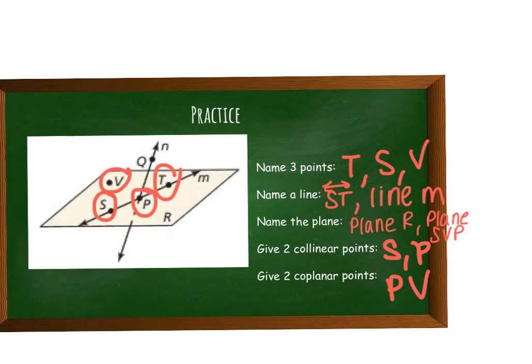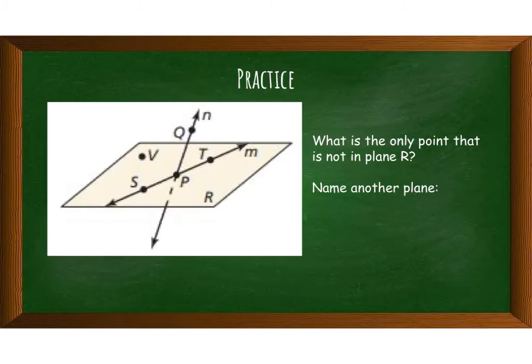All right, moving on to the next slide. Okay, another practice problem. So it asks, what is the only point that is not in plane R? So again, this is plane R, okay? This whole plane, and the only point that isn't on it, so S is on it, P is on it, T is on it, V is on it, is point Q, okay? How did we know that? Because this line N is the only one that's not in the plane, okay? The whole line of line M is inside this plane R, even though it extends forever, so does the plane, okay? So Q is the only point that's outside the plane, so we're going to put Q.